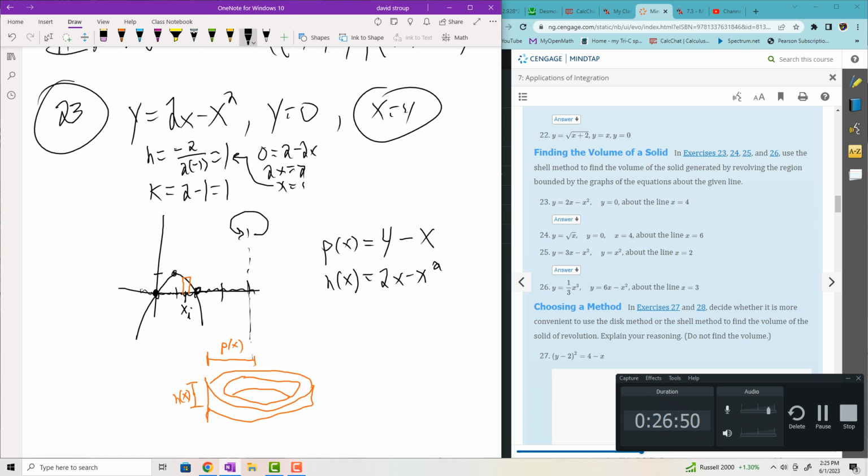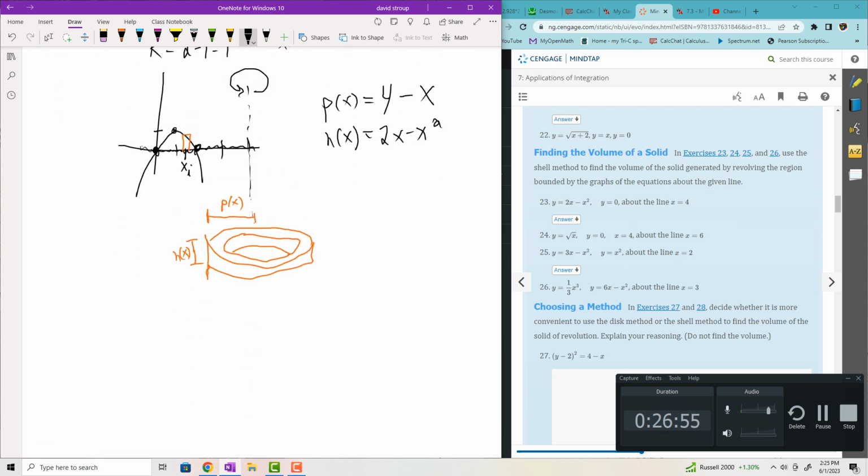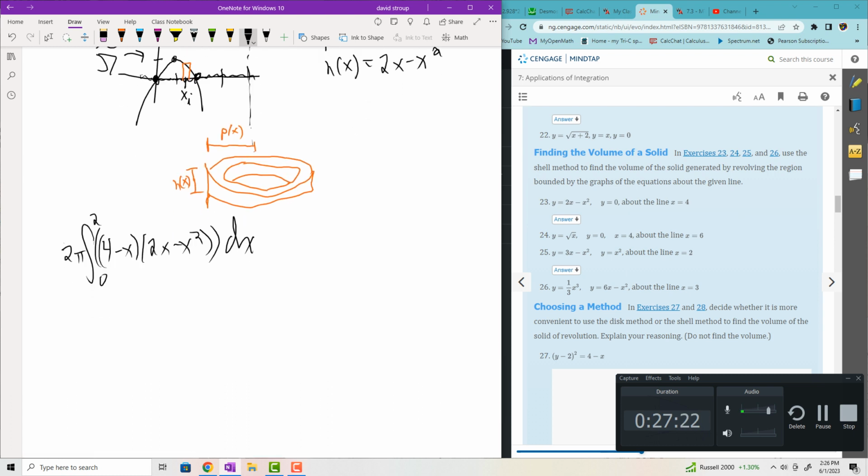Okay, so after that point, you can dump it all into your integral du jour, and then send your Riemann man across and take the limit. So it's the integral. We always have a 2 pi for these cases. It's going from 0 to 2. And you have 4 minus x times 2x minus x squared, and then all that dx. So a little bit of annoyance with foiling. Okay, so great. A little bit of arithmetic.